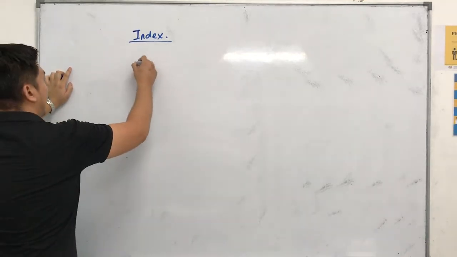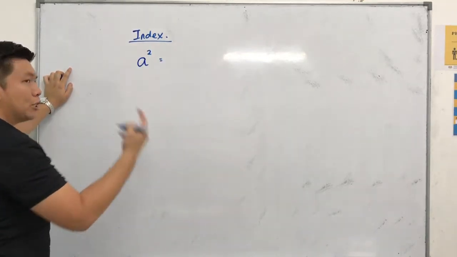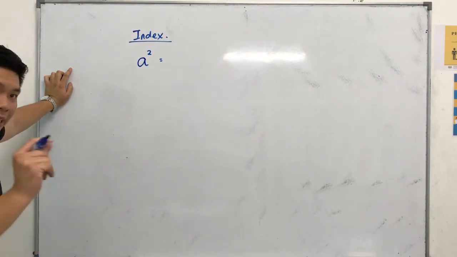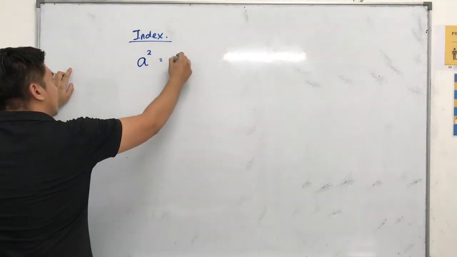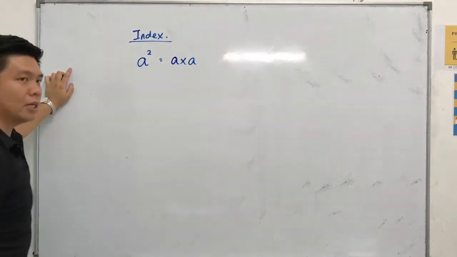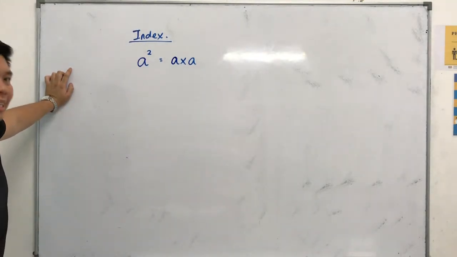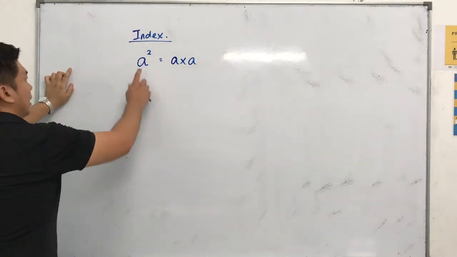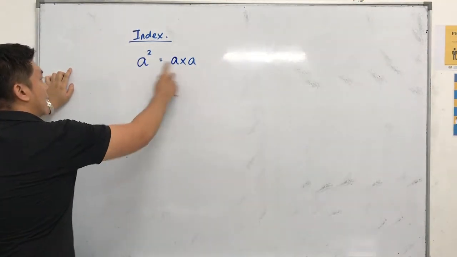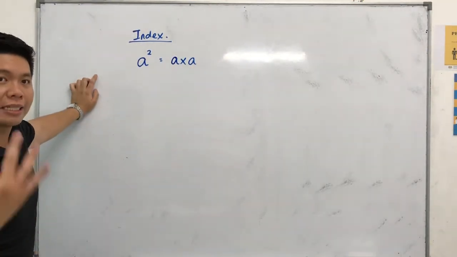Sometimes you see a to the power of 2. Okay, what does a to the power of 2 mean? This is one example of index. A to the power of 2, it means that a times a. So itu adalah punya index. So this is the easiest index that you have learned, right? Next, when you know a squared is a times a, if you know a cubed, a to the power of 3 is a times a times a.